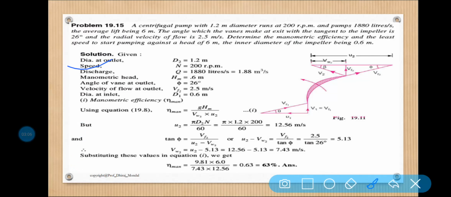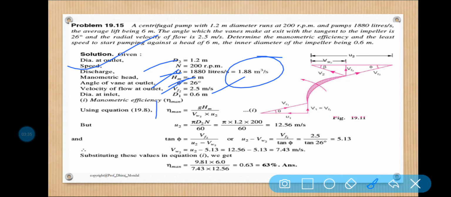So the given data: d2 is 1.2, N is 200 rpm, discharge is 188 liter per second, so you have to make it meter cube per second, that is, divide by 1000. Hm is equal to 6 meter. Next, phi is 26 degree, Vf2 is 2.5 meter per second, d1 is also given, 0.6 meter. So you have to find the manometric efficiency.